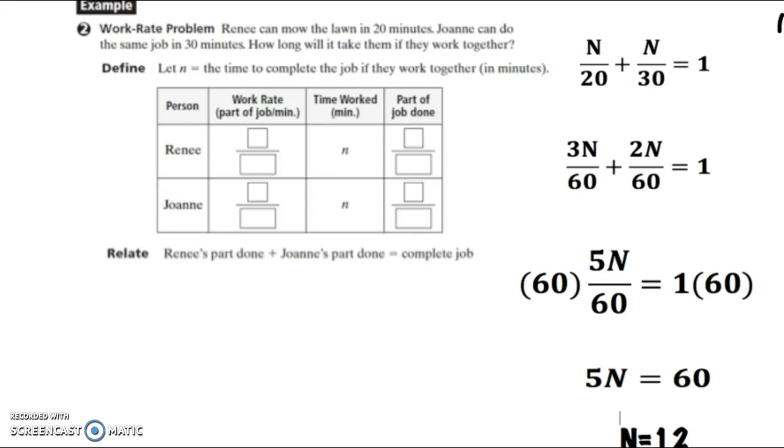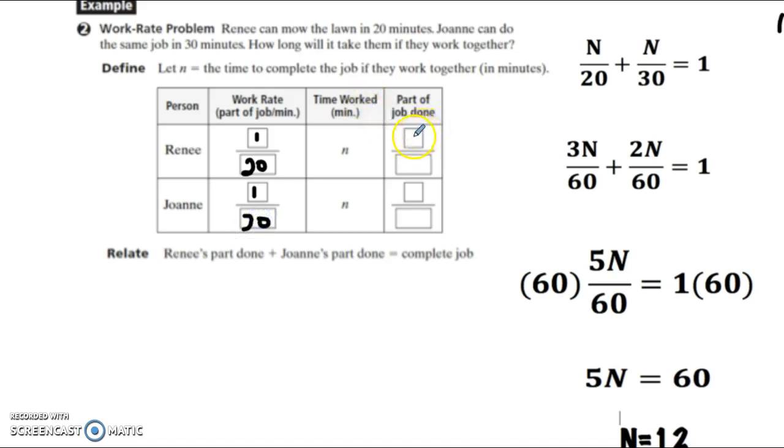So here we're looking at it like a work rate problem. Let's look at the problem. We've got Renee who can mow the lawn in 20 minutes, and Joanne can do the same job in 30. How long will it take them if they work together? So if you think about this, Renee can do 1/20th of the job each minute, and Joanne can do 1/30th of the job each minute.